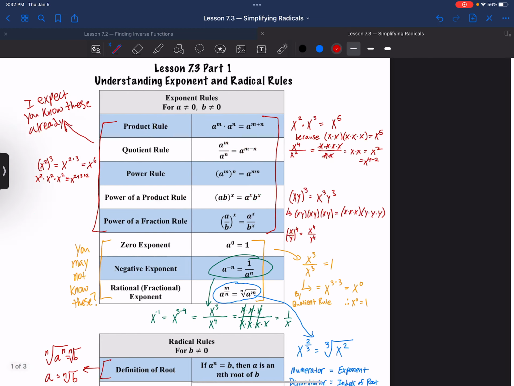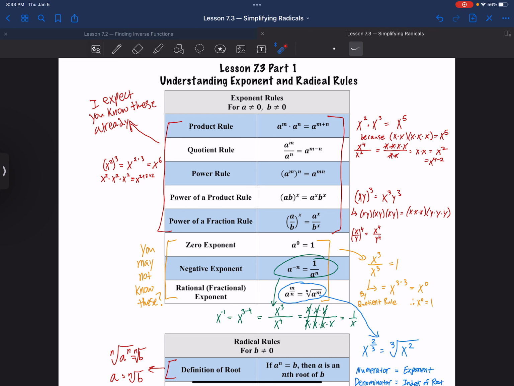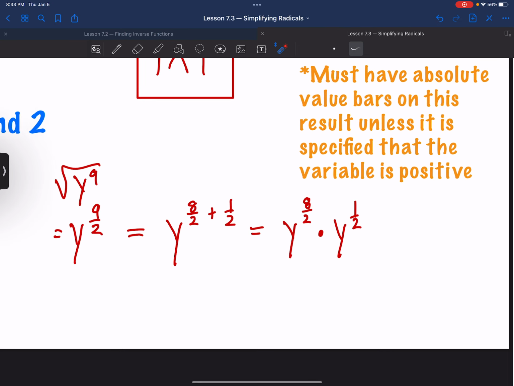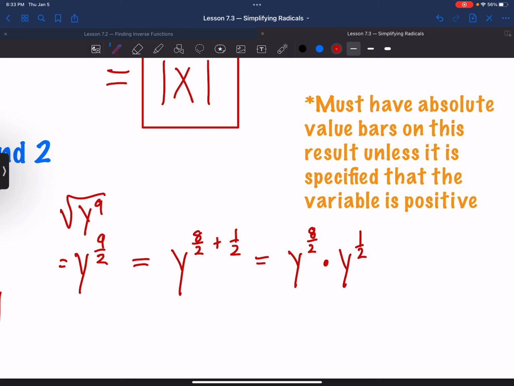And if you're not sure what that rule is, it's over here, the first one, the product rule. And so that's what I'm using on this. Now, y to the 8 halves, well, 8 over 2 divides evenly, so it's y to the power of 4. Now I have y to the power of 1 half. I can't simplify that anymore, so I'm going to change that back into square root y, because y to the power of 1 half is square root y. That's using the first gold rule at the top of this page again.